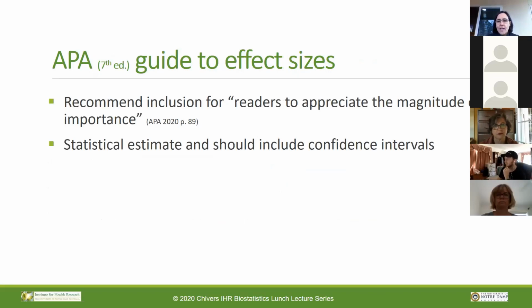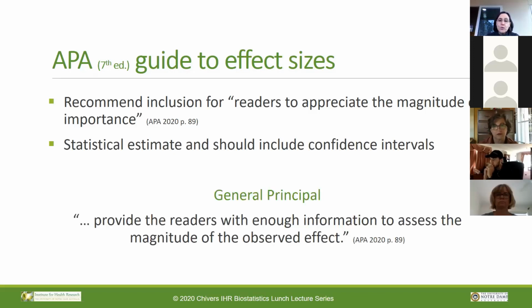Importantly, for many of us in the health area where we use the American Psychological Association's guide for referencing and formatting, this is actually recommended as a requirement so that readers can appreciate the magnitude of importance. So from an APA style perspective, this is something that they suggest is essential to any reporting that we do. And they also suggest that we should be using confidence intervals, and there are a few calculators around that allow us to also calculate confidence intervals for effect sizes, one of which I give you information later on today.